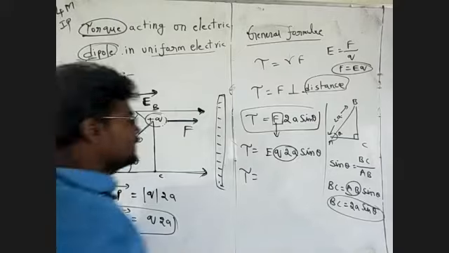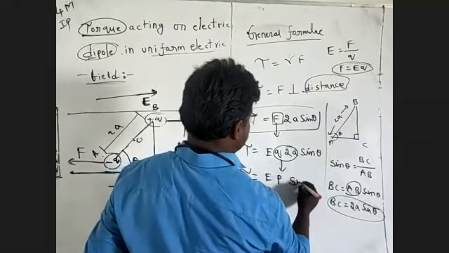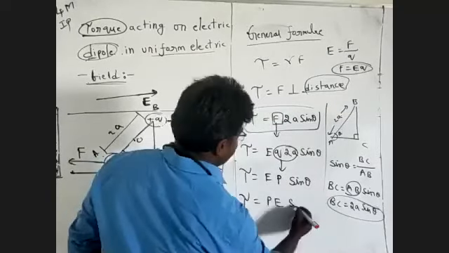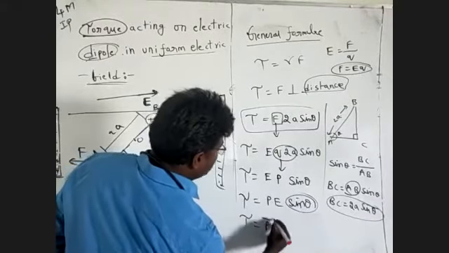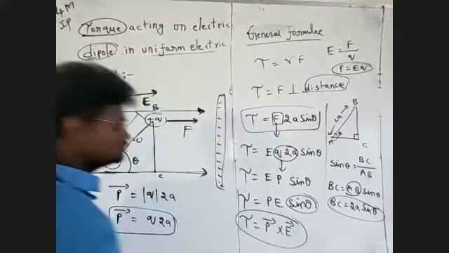Now tau is equal to 2A Q sin theta. Q into 2A is the dipole moment P, so tau is equal to P E sin theta. Now, with sin theta removed, this is tau equal to P bar cross E bar.